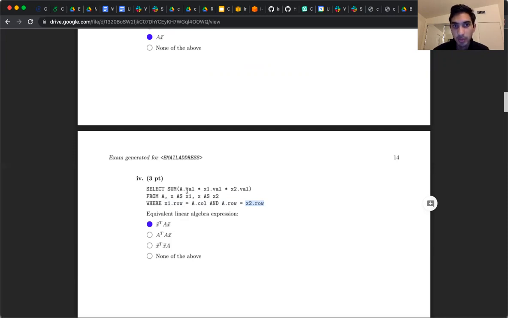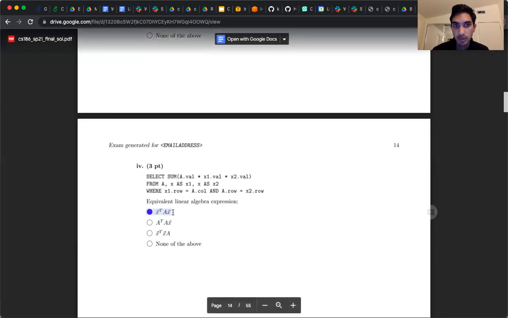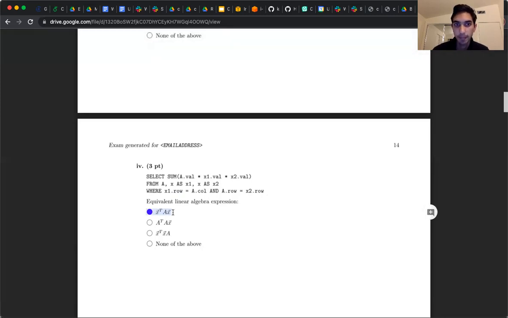Okay, so what are we selecting? We're selecting the sum of A dot val, X1 dot val, and X2 dot val. So that is A dot val, X1 dot val, and X2 dot val here, where we know that X1's row is A's column and A's row is X2's row. So this is the only option that fits that.